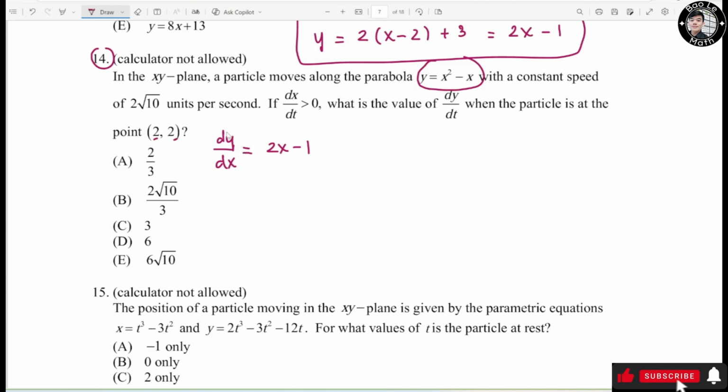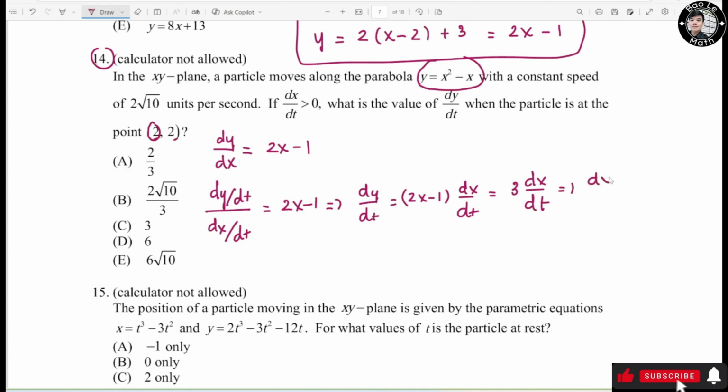Now we're going to divide the top and bottom by dt, right? So we have dy over dt divided by ds over dt equals 2s minus 1, and dy over dt equals 2s minus 1 times ds over dt. Then ds over dt equals 1/3 dy over dt.